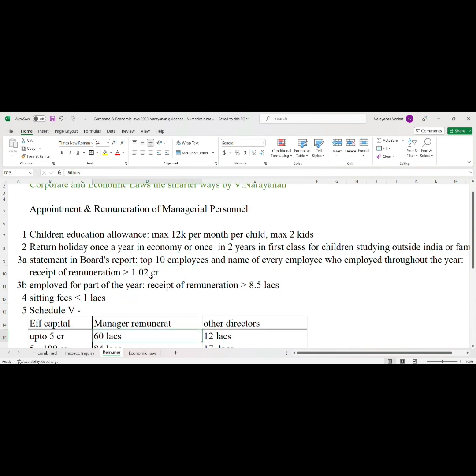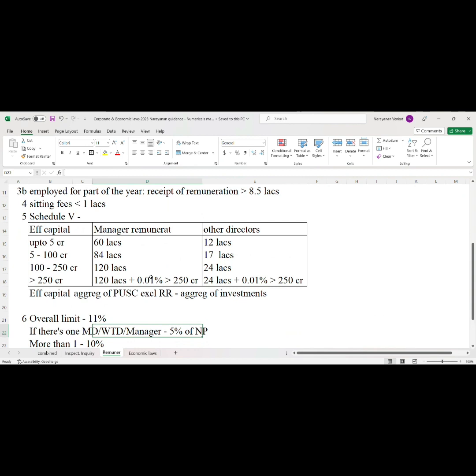Next, all important things, that is Schedule 5, Section 197. In case of effective capital and managerial remuneration and other directors, if the effective capital is negative or up to 5 crores, then the easiest way, in case you listened to earlier videos, you'll be aware of the shortcuts. A year consists of 12 months, the limit of effective capital is 5, so 12 into 5 is 60, and go to the next table of 12, that is 12 into 2, so 60 plus 24, that is 84, then 84 plus 12 into 3 is 36, that is 120. And for 250 crores, it's 120 lakhs plus 0.01% exceeding 250 crores.